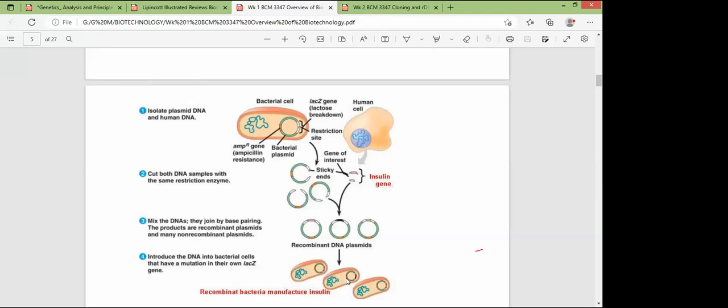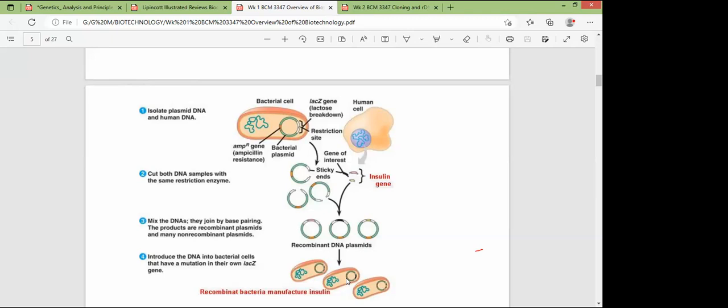Just a few things to mention. Number one, there are two types of enzymes that we use in biotechnology, because you'll ask the question, how do we cut DNA and all that, and it will be a tough question to answer.